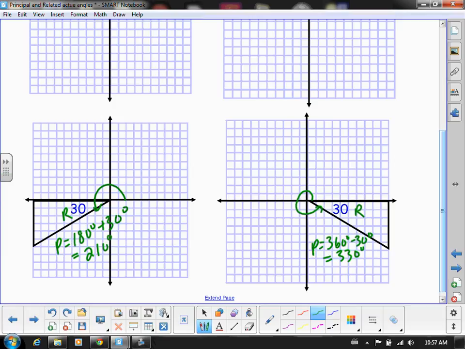So this is using our coordinate plane to help us identify where angles are. Why are we worried about these related acute angles? Well, in the next unit, you're going to be looking at special angles and how we can use this to help us identify what angles are.